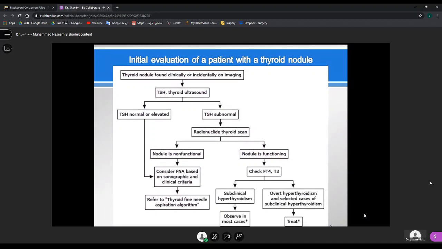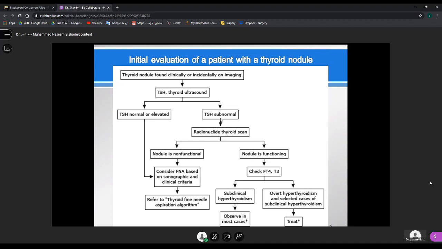This chart shows initial management options that we are going to employ. When a thyroid nodule is found clinically or detected on imaging, the first thing we do is thyroid stimulating hormone assessment as well as ultrasound. Ultrasound will detect whether it is solid or cystic. TSH will show whether it is normal, elevated, or subnormal. If TSH is normal or elevated, this is likely to be a cold nodule, so we will do FNAC based on sonographic and clinical criteria.